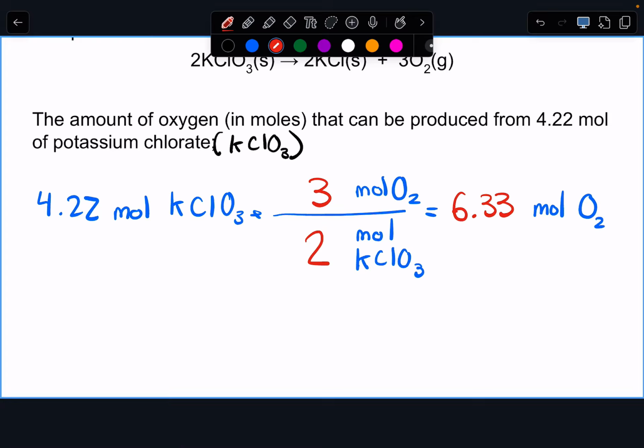Okay, so this one was just the middle part, just the mole to mole conversion. Moles of one thing to moles of the other. You can probably identify that pretty quickly when you just see in the question moles of something, moles of another. Okay, it's just that middle part.